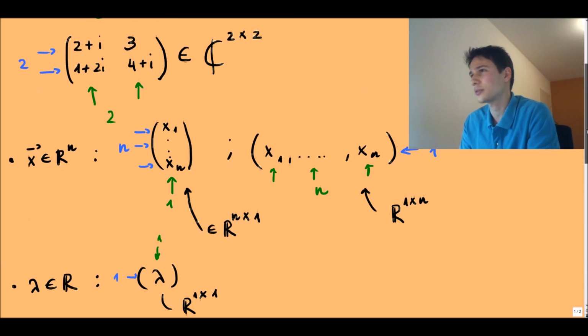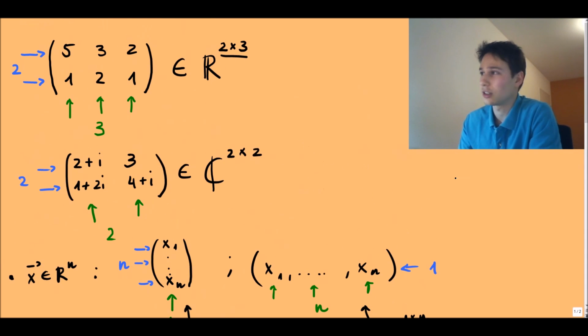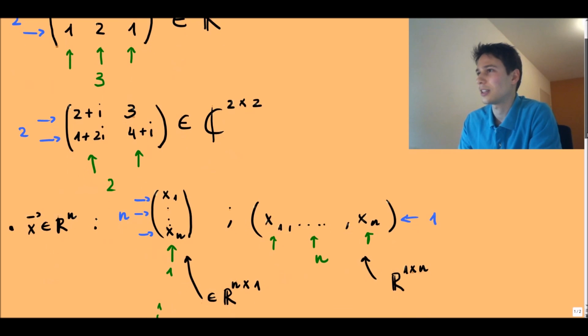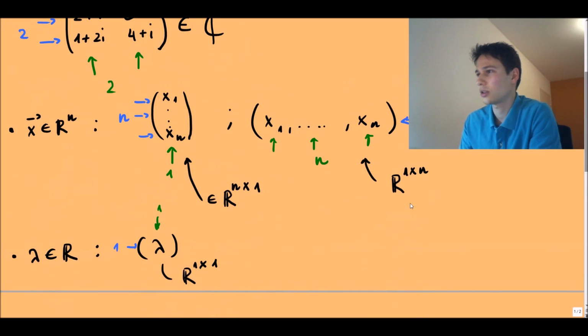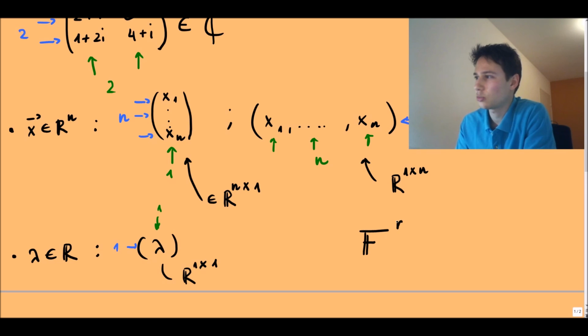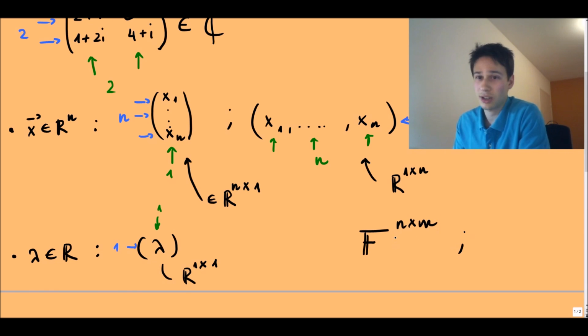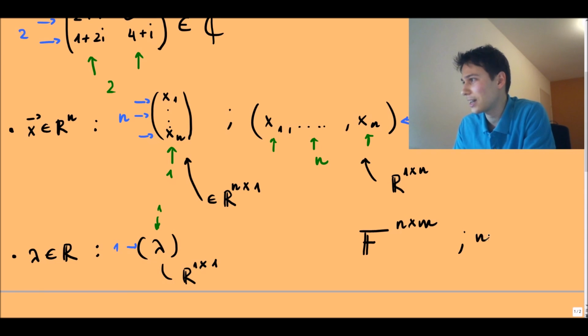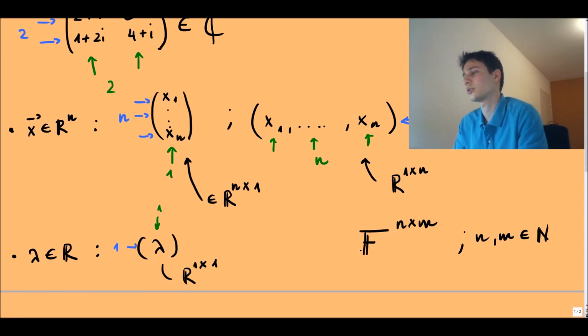Same for vectors, and the general dimension or general how you would write down a matrix in general is you can say you have a field and the dimension would be n×m, where n and m don't have to be the same numbers obviously, and n and m are natural.